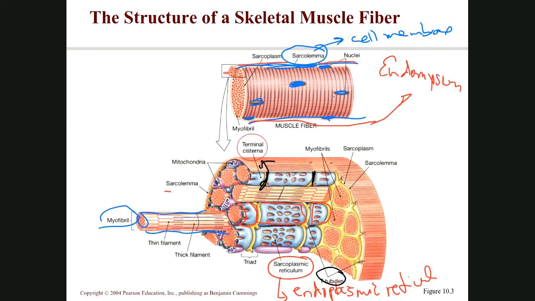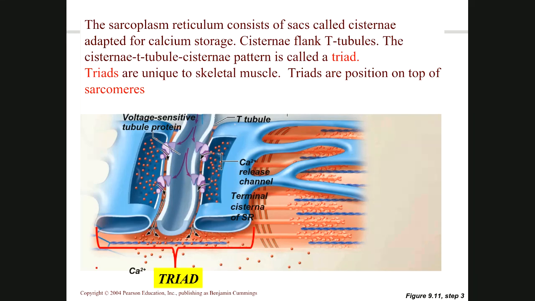So if we look again at these T-tubules that have sarcoplasmic reticulum flanked on either side, this is what we call a triad. So a triad is again unique to skeletal muscle. Only skeletal muscles have triads. Smooth muscle doesn't have triads. Cardiac muscle doesn't have triads. Triads consist of the infolding of the sarcolemma, the cell membrane, into a tube called a T-tubule.